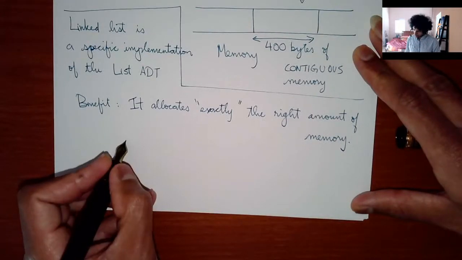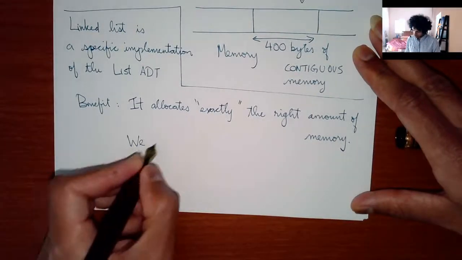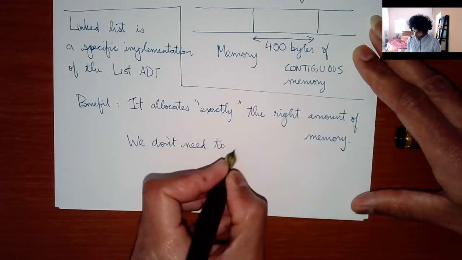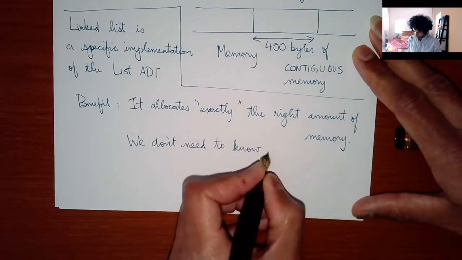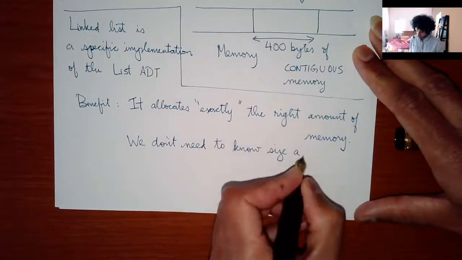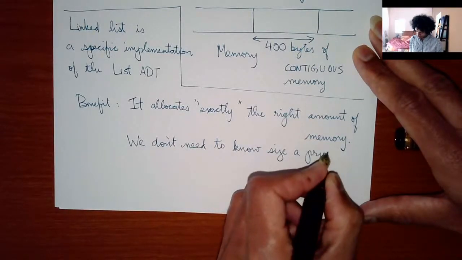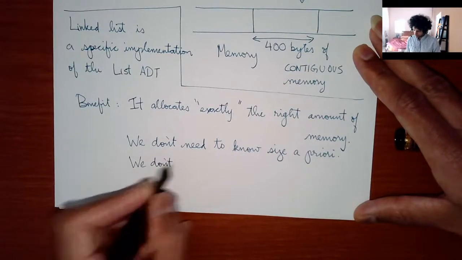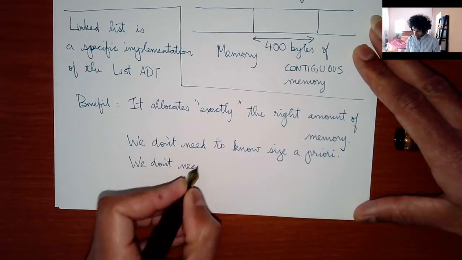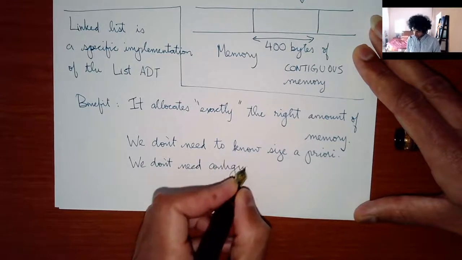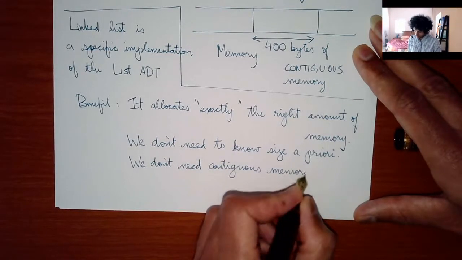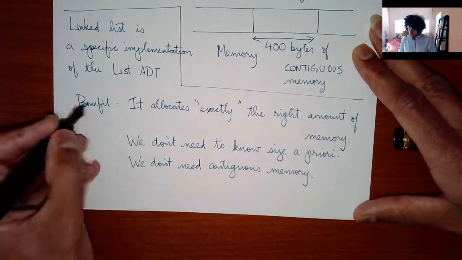So we don't need to know the size a priori, and we don't need contiguous memory. These are the benefits of the linked list.